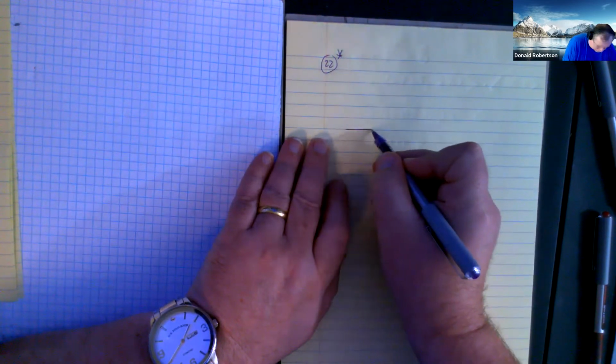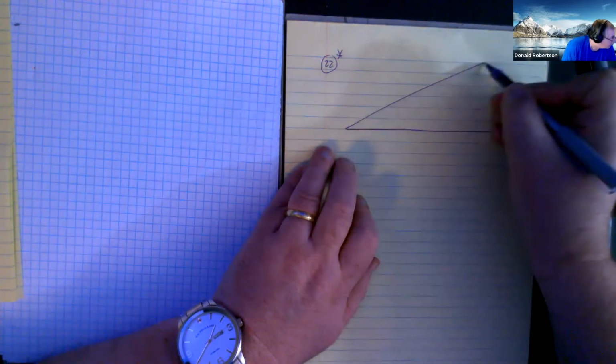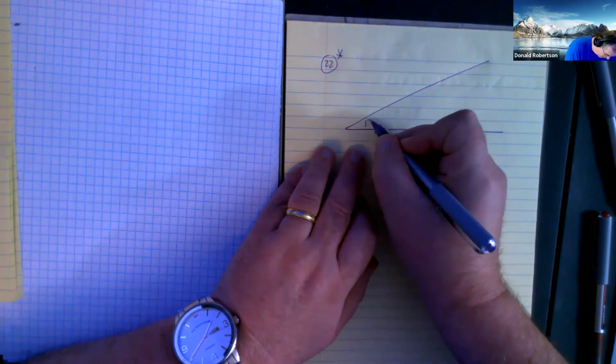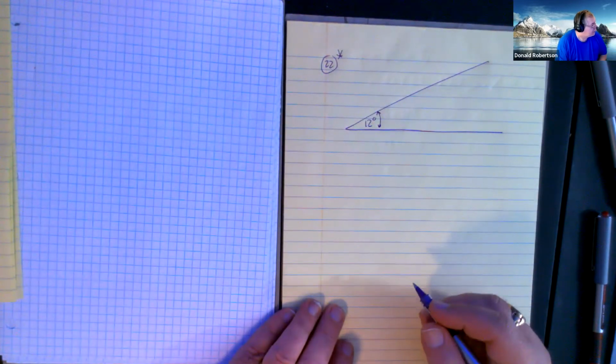Okay. I'll just draw this one. It'll save me going back and forward anyway. This is a version of question 22. We've got the ground. We've got a guy. We've got an angle here of 12 degrees.